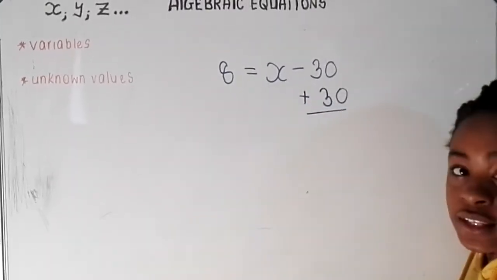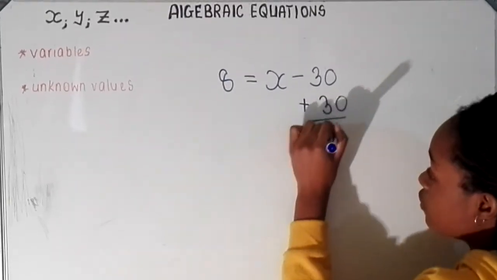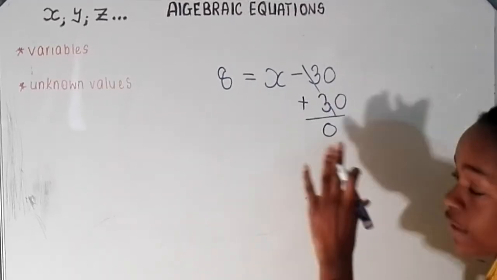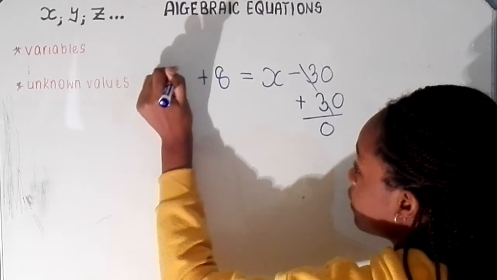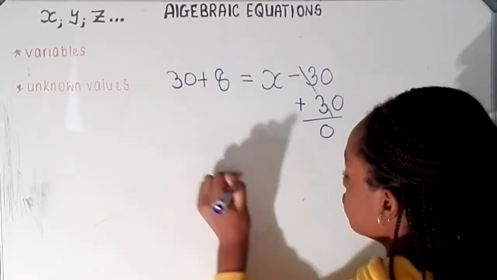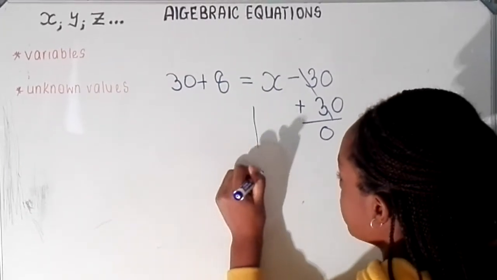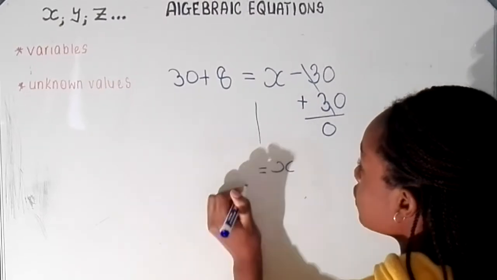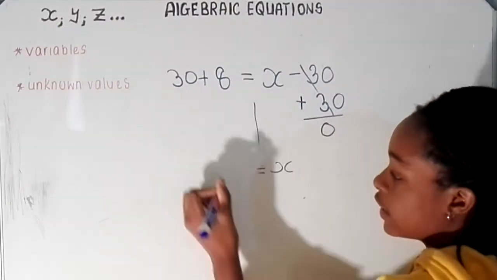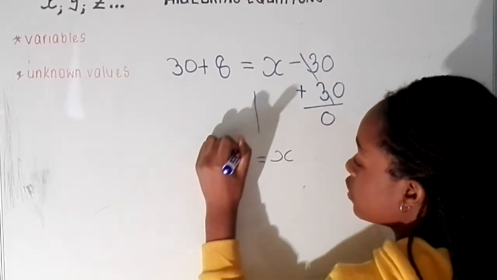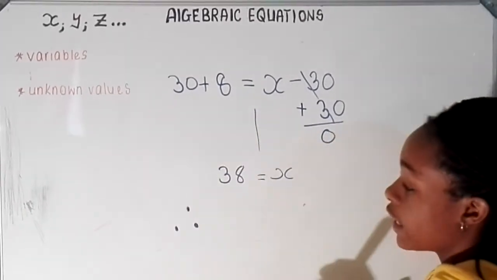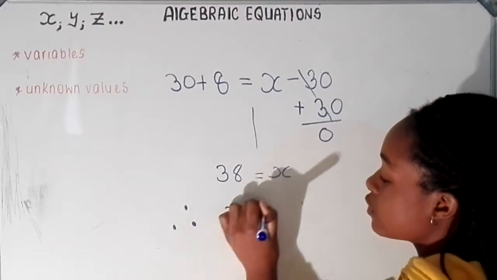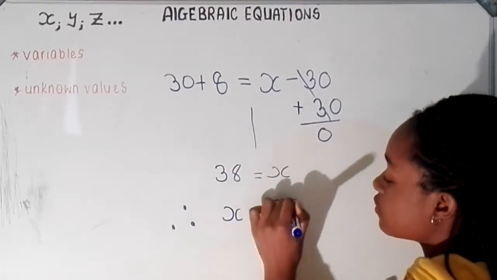Minus 30 plus 30 gives me an answer of 0. So, this cancels out. Whatever I do on this side, I must do on that side. So I plus by 30 on this side too. I will be left with x, and here 30 plus 8 gives me an answer of 38. You can also, to make it more clear, say x is equal to 38.